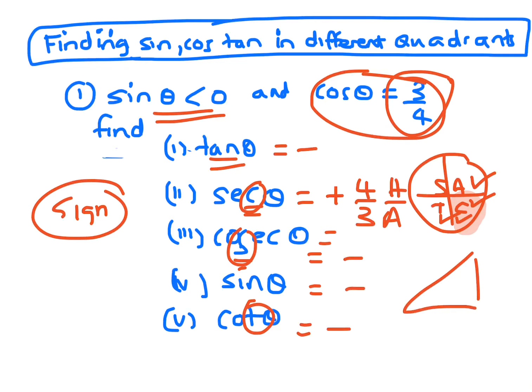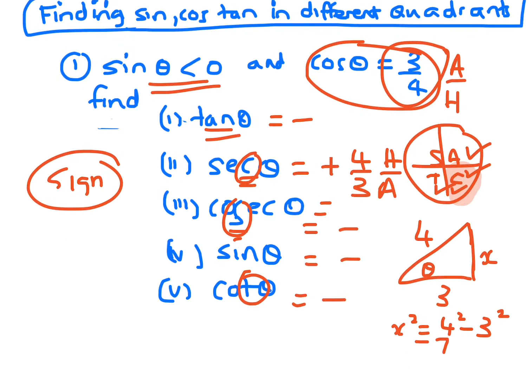And then if you look at the triangle, cos theta is adjacent on hypotenuse. That means the adjacent's 3, the hypotenuse 4. So to get the third side, the opposite side, you go 4 squared minus 3 squared. 16 minus 9 will be 7. So x is root 7. So that means that will be root 7.